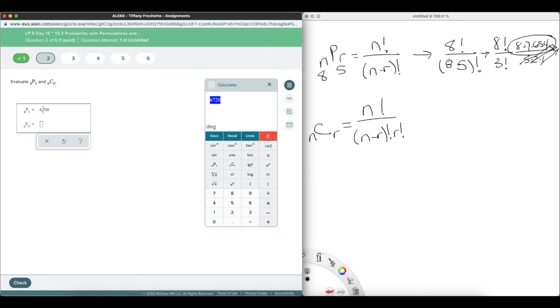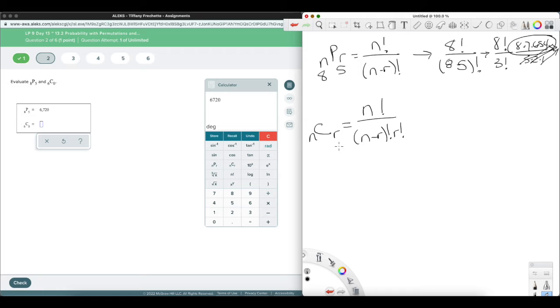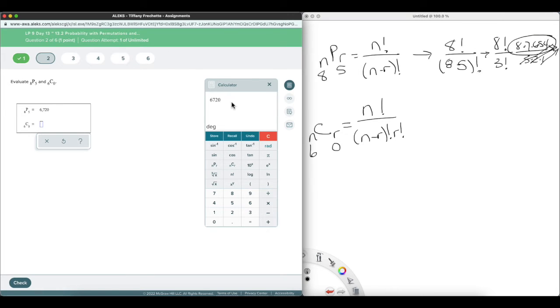All right, so for the combination, we have 6 and 0. So I can actually type this whole thing into the calculator if I wanted to, like this. And that's going to be divided by 6 minus 0, and then put the factorial, times 0 factorial, which is going to be 1, and that's going to equal, so it gives me 1 on this whole thing.